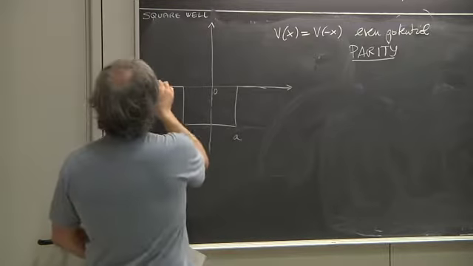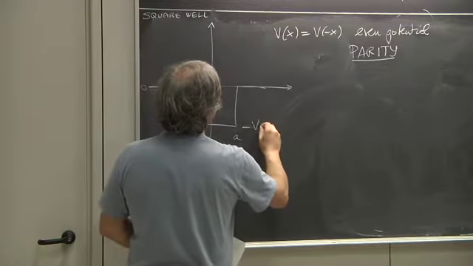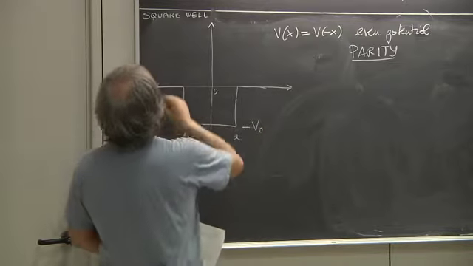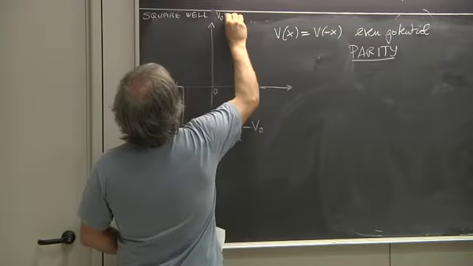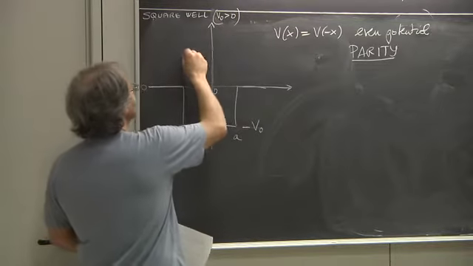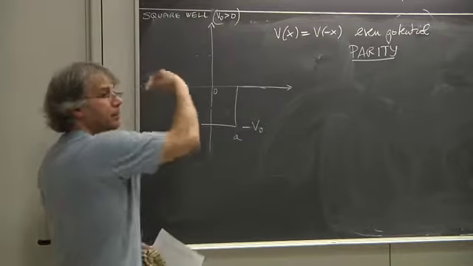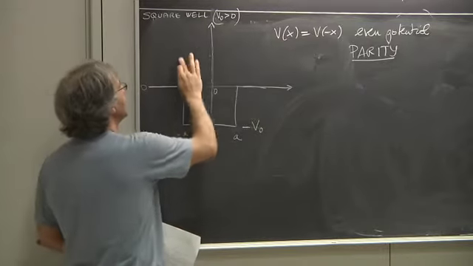Let's see why. So this is 0. This is, let me call it minus V0. So for me, V0 is positive. Okay? V0 I assume to be positive. The other exercise would be the barrier, okay, where plus V0 is the value of the potential inside. But let's do this first.